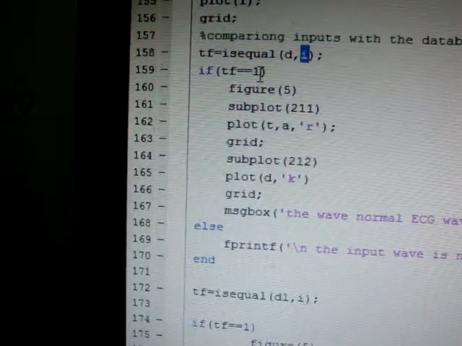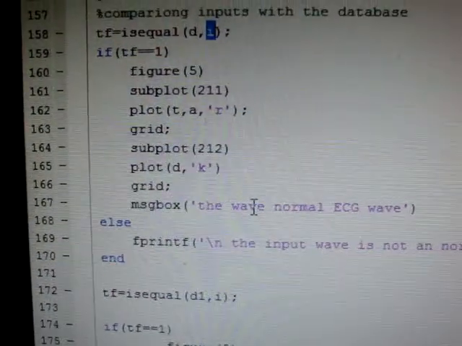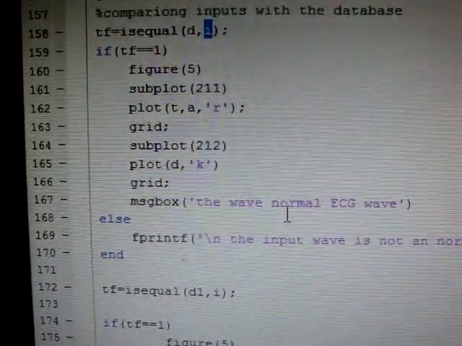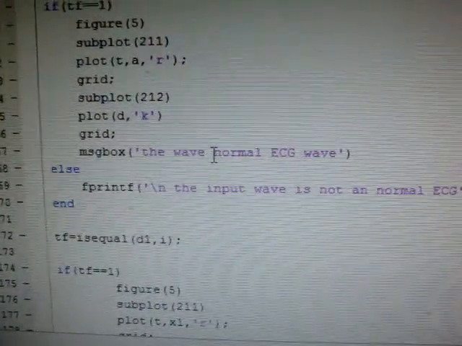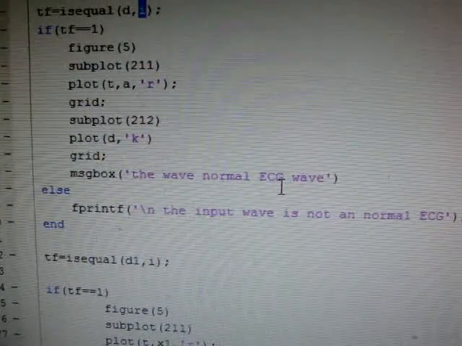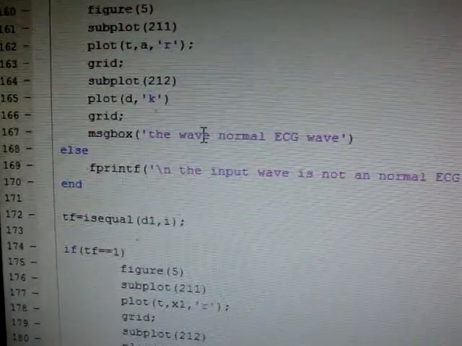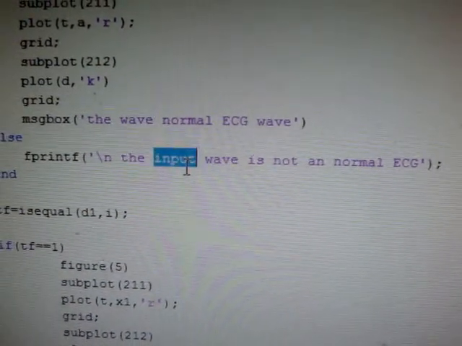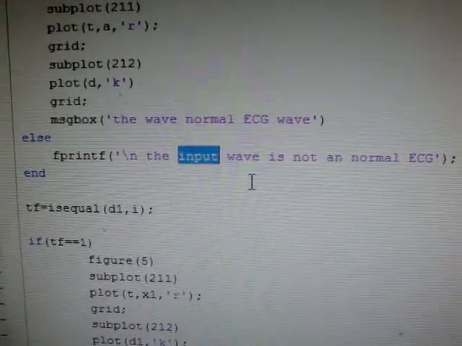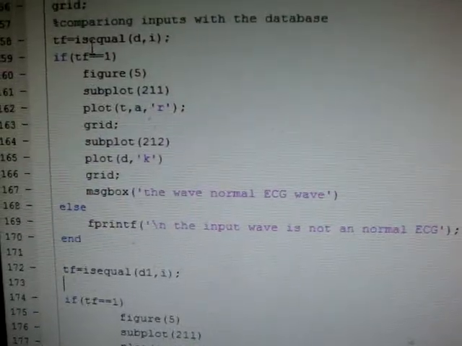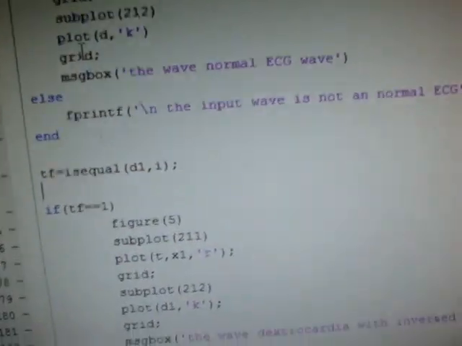If TF is equal to 1, we pop up a message box and it shows that the wave is a normal ECG. And if it's not a normal ECG, we get a result saying the input is not a normal ECG. And we do the same process for each and every wavelet.